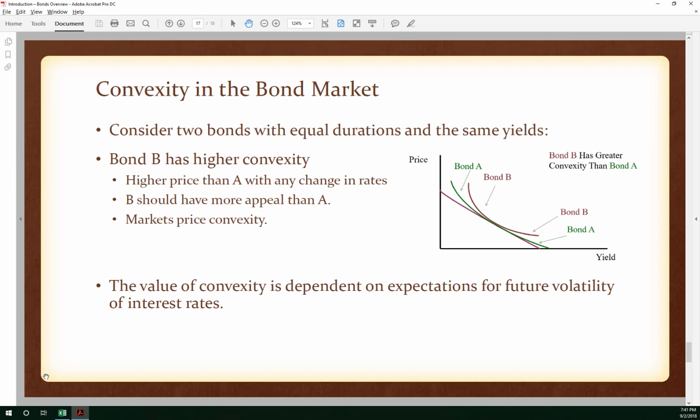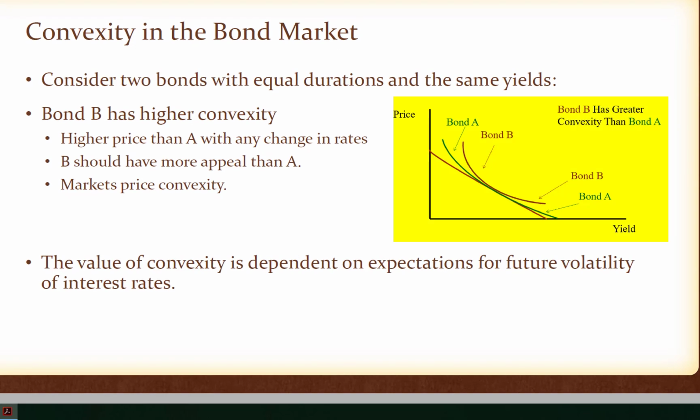Whenever we're looking at 2 different bonds with equal durations and the same yields, and this is a picture of it here on the right, bond B has higher convexity than bond A. So if we consider this scenario with equal durations and the same yields, we really should be more inclined to buy bond B, because it's going to have a higher price than bond A at every possible yield to maturity except the current one. So if there's any change in yields, any change in interest rates, bond B is going to have a higher price than bond A in response to that change. So we would be leaning towards bond B in this situation.